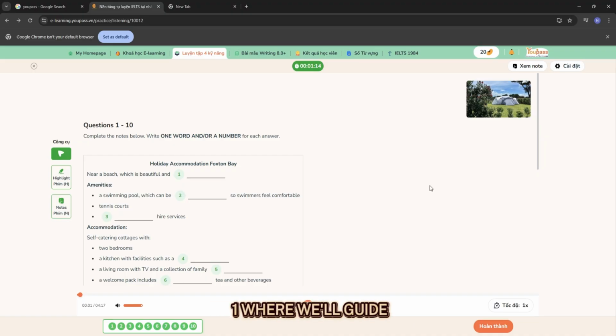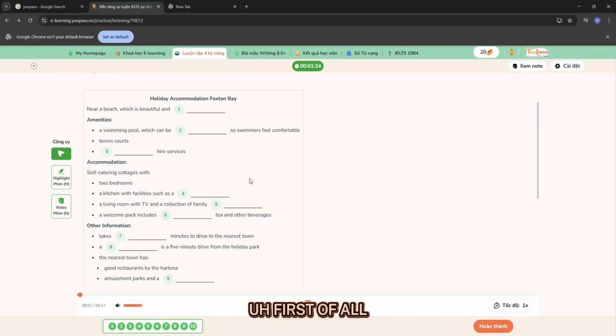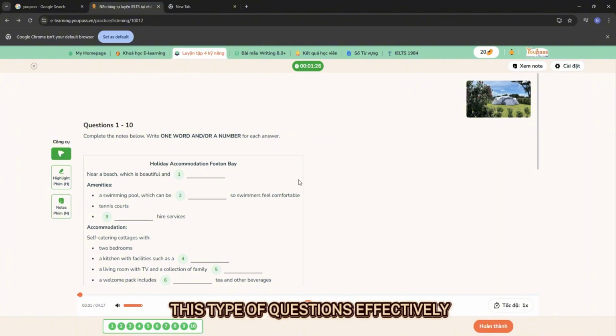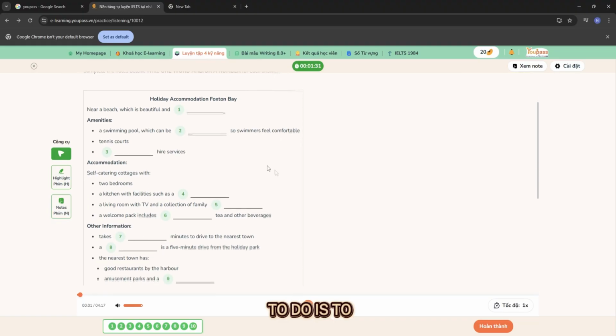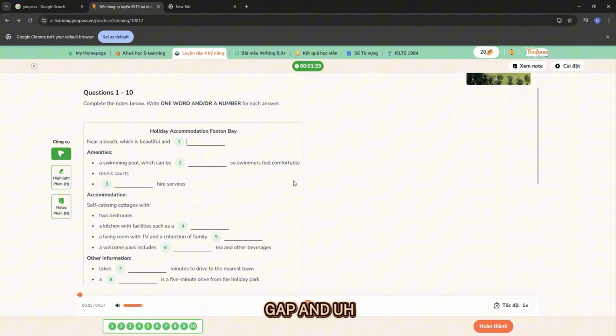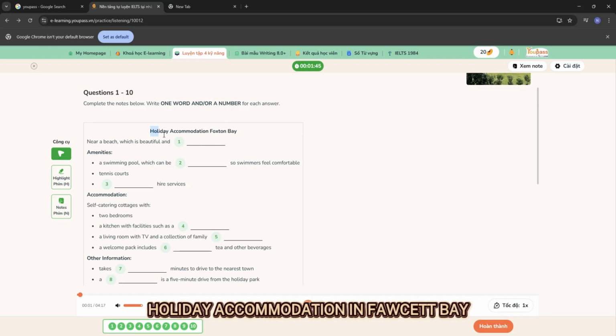Listening part one, where we'll give you a short guide on how to tackle the fill in the gap type of question. And again, first of all, in order to do this type of question effectively, all you really have to do is to read around the gap and try to predict what kind of answers can appear in the gap. For example, first of all, here I can see that they say the holiday accommodation in Boston Bay.